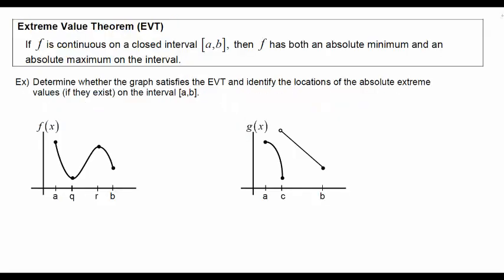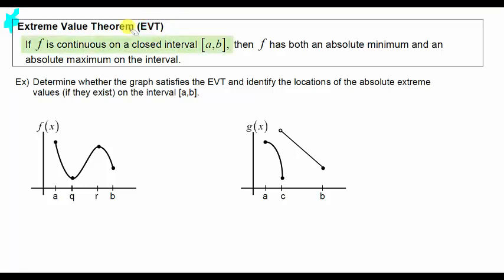So here is a very valuable theorem that we're going to learn in 3.1. You must memorize it, and it's called the Extreme Value Theorem. Of course, you can abbreviate that, and even on the test you can say EVT. So here is what EVT says.